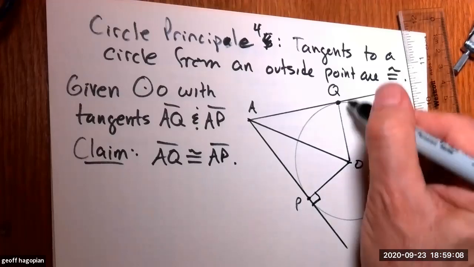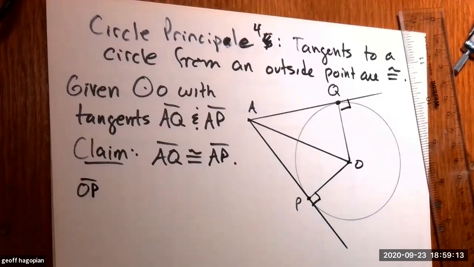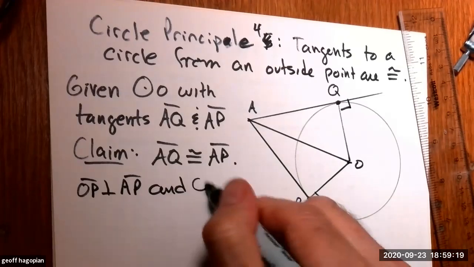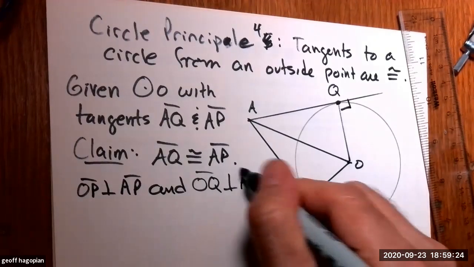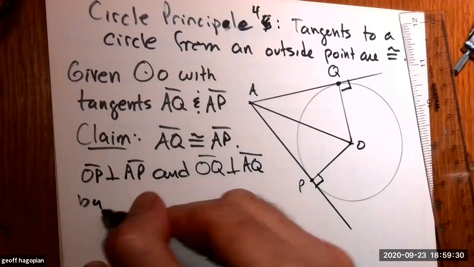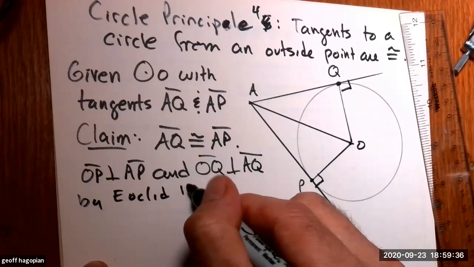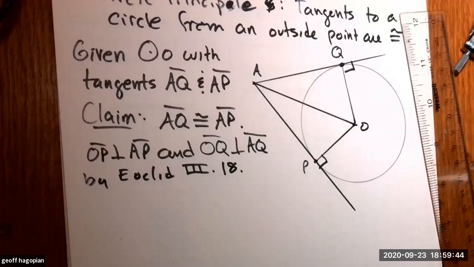Because we know that this is perpendicular and that's perpendicular. So OP is perpendicular to AP, and OQ is perpendicular to AQ. Why? Well, we just proved that, right? By Euclid. We can cite the Euclid. And this is a solid reference, right? 318, I believe, right? That was book 3, proposition 18, which we just looked at and proved, right? Or read the proof. And that was by contradiction, right?